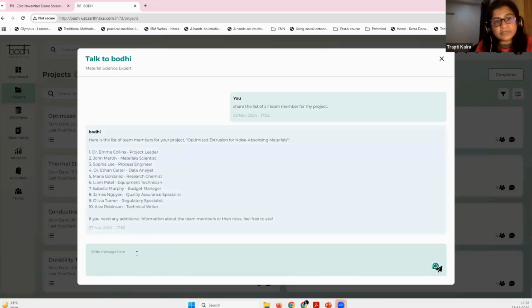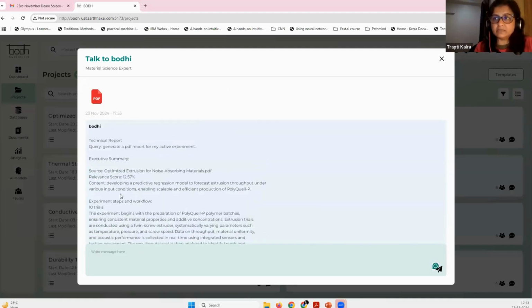And it can also generate reports on our project. So let's say there is one active experiment which I just took you through, which was using the model, right? So if I just say, generate a PDF report for my active experiment, let's see what it does.